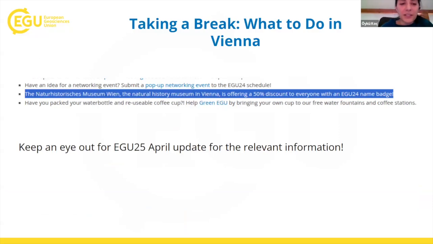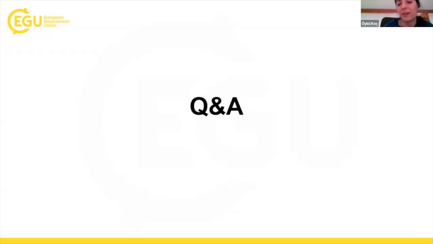In past years, EGU had a sort of deal, offering a 50% discount to everyone with an EGU name badge to go and see the Natural History Museum. I hope that this will be the case again, so keep an eye out for that by checking the EGU25 April updates.